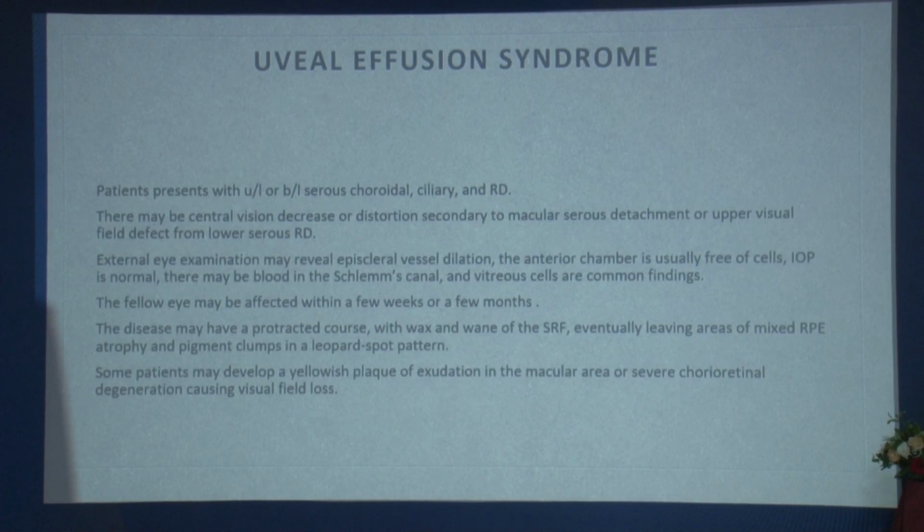So now we'll move away from the inflammatory and its differentials to less common syndromes. Here you have unilateral or bilateral choroidal, ciliary and retinal detachment, and it is supposed to be due to a thick sclera, and the treatment is to do a sclerotomy and allow the fluid to drain, and they have a waxing and waning of the SRF.